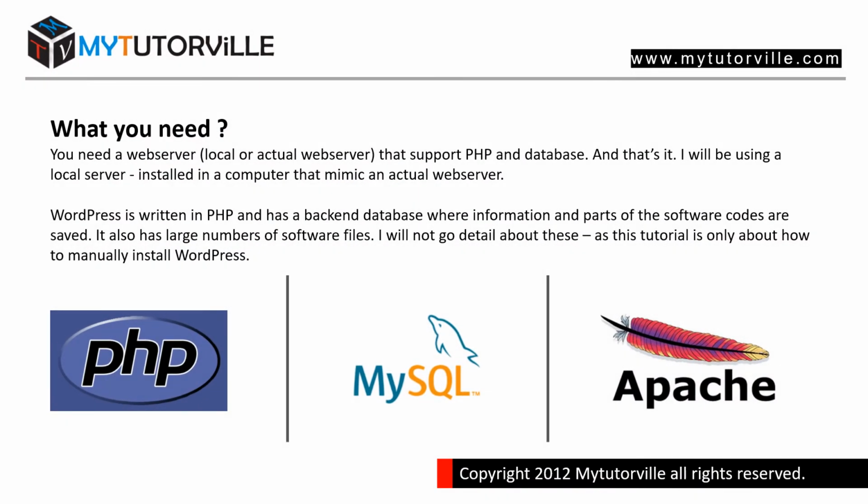To install WordPress, you need a web server that supports both MySQL database and PHP. WordPress is actually written in PHP and has a backend MySQL database. Apache is a web server software that supports both PHP and MySQL. Now, I'm not going to discuss how WordPress works with all of these. That is actually a topic for another tutorial.